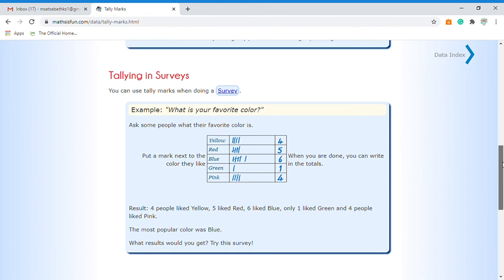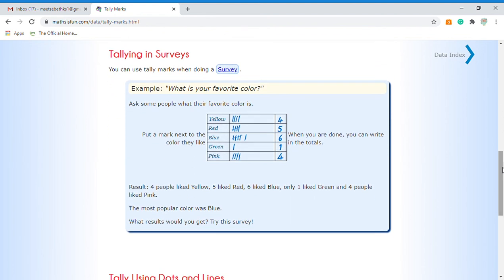Okay, now we are talking about tallying in surveys. Now you can use tally marks when you do a survey. So what is your favorite color? Like they gathered information on the previous one for the bar charts, we will be doing that this week. You use tally marks in order to record it. So put a mark next to the color they like.